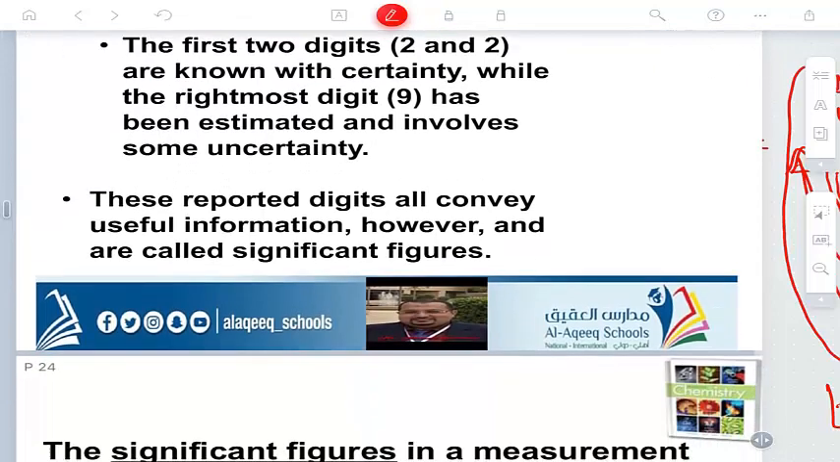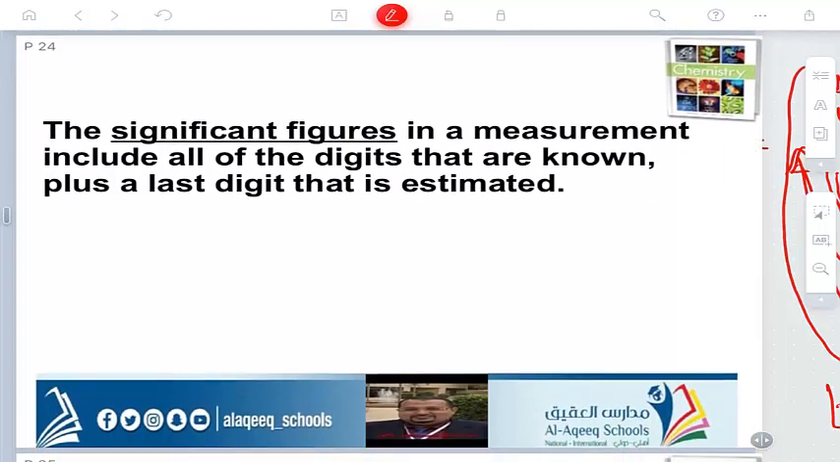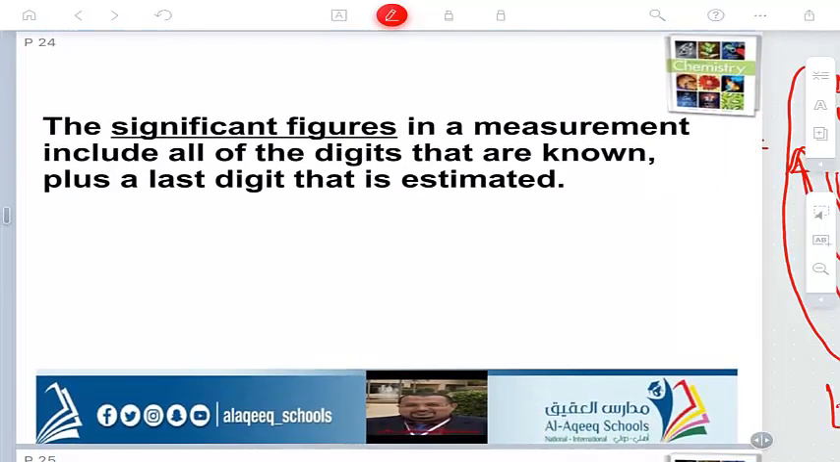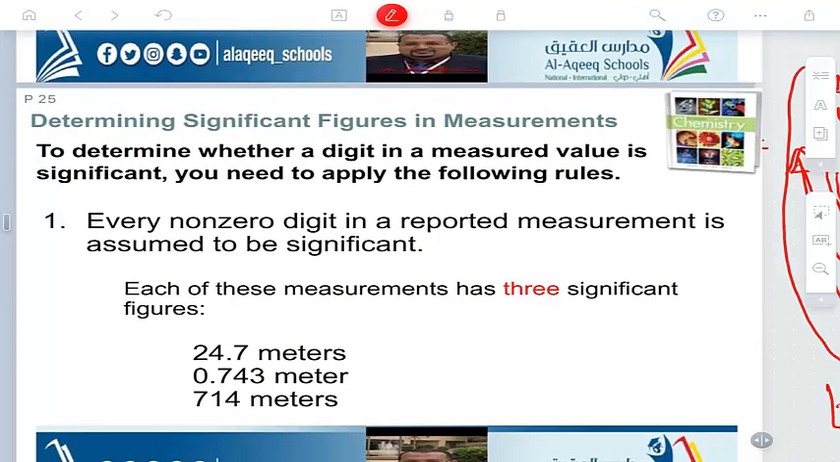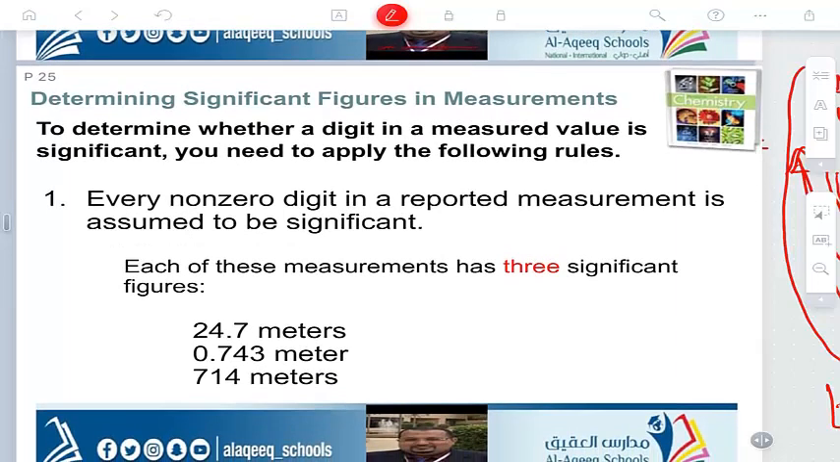To identify the significant figures, you have to identify how many digits you have to represent the numbers by. So the significant figures in a measurement include all the digits that are known, plus the last digit that is estimated. So all of them that are known and also the estimated one. We don't understand 100%. We need to find some examples to understand more.